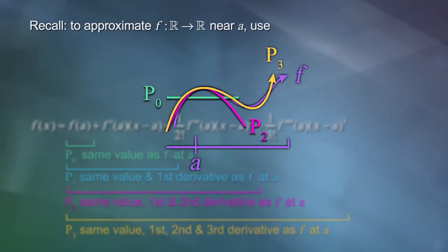And if you look at the picture, you get a sense of how these polynomials attempt to approximate the function f. Near A, they get better and better as you increase the degree of the polynomial.